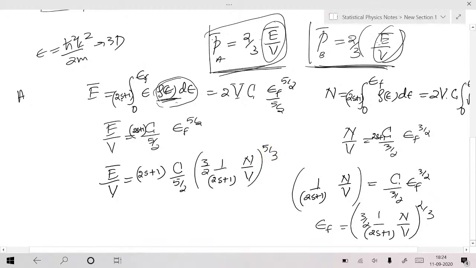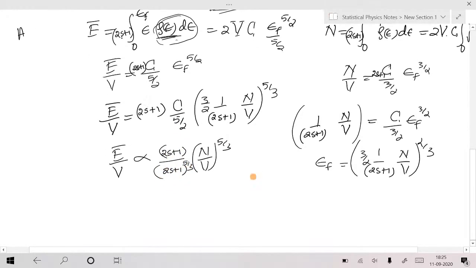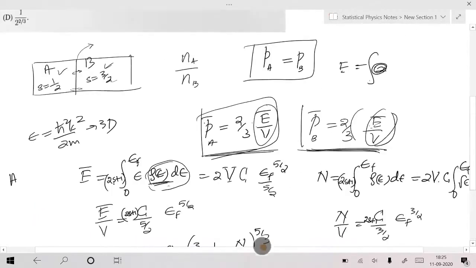Now, E bar by V, this also is a question. E bar by V is proportional to n by V power 5 by 3, along with 2s plus 1 divided by 2s plus 1 whole power 5 by 3. Can I write like this? So E bar by V is proportional to 1 minus 5 by 3. What is this one? How to write this one?